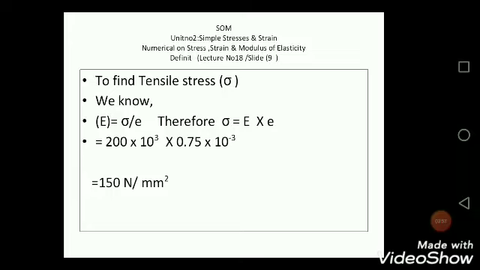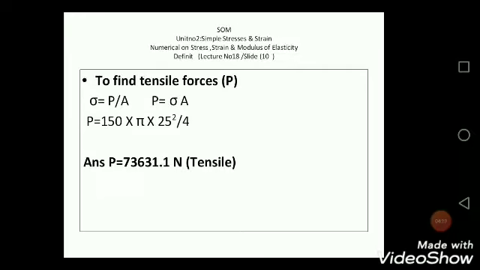We know E is equal to sigma divided by small e. Rearranging it and substituting the value, we get sigma, that is stress, is equal to 150 newton per mm square. Now we have to find load. What is load? Load is nothing but stress into area.